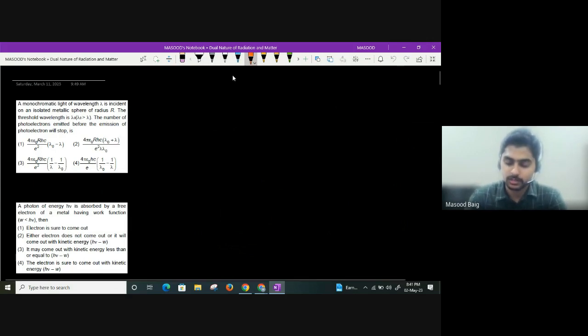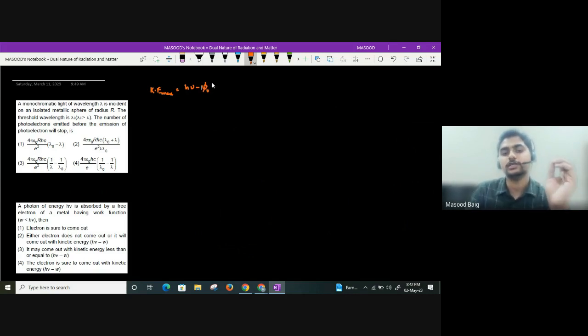Can we find out the kinetic energy from this? Yes or no? The maximum kinetic energy of emitted electrons by Einstein's photoelectric equation is h nu minus phi naught, where phi naught is the work function. If the energy of incident radiation is more than the work function, then only the photoelectric effect will take place. h nu is the energy of the incident light. Whenever the energy of incident light is more than the work function, the electrons get emitted and have a certain amount of energy.